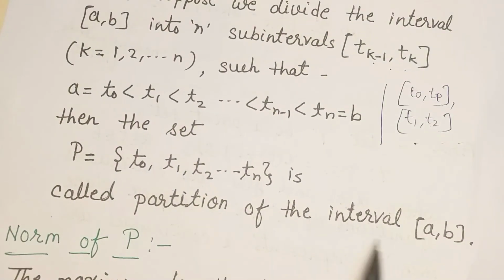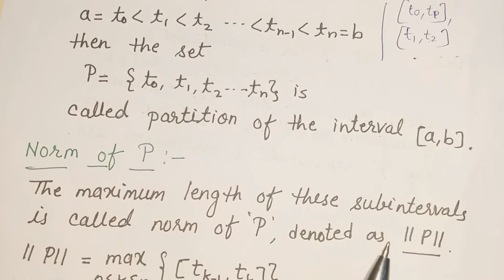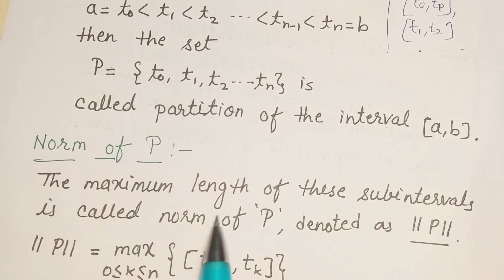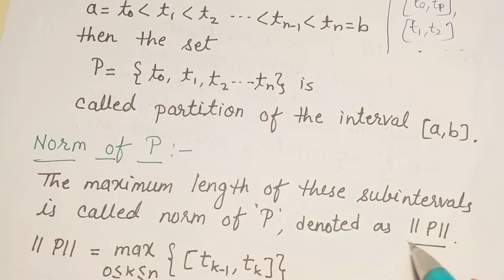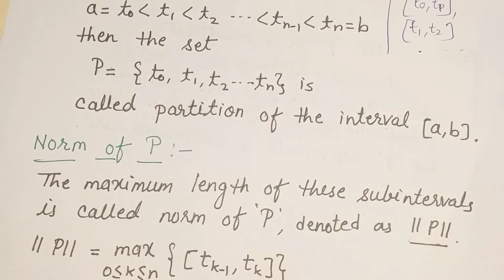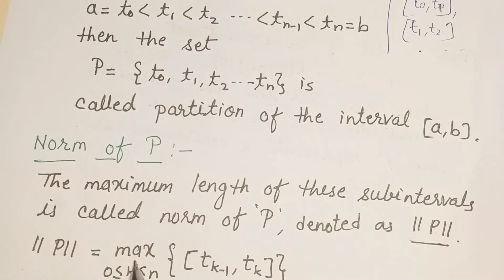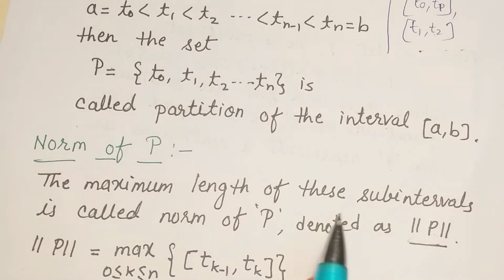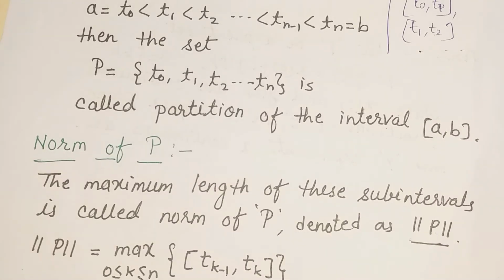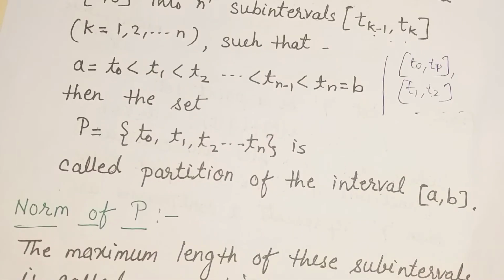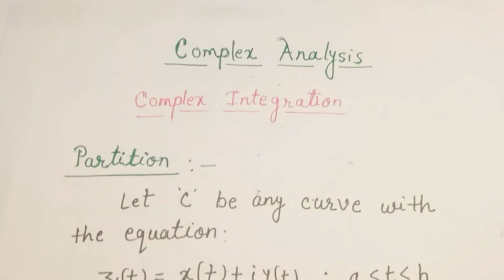is called a partition of this interval [a, b]. Okay, now next definition is the norm of P. The maximum length of these subintervals is called the norm of P, which is denoted like this. So the norm of P is equal to the maximum of all these subintervals [t_{k-1}, t_k]. It is the set of all subintervals and we take the maximum value of it, which is equal to the norm of P, right?